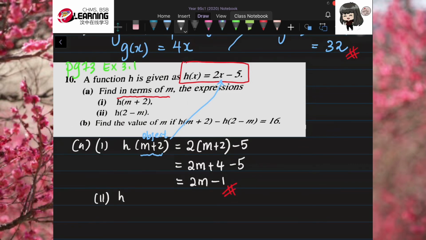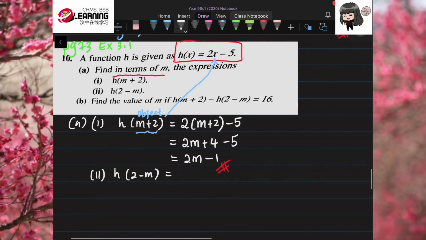Part 2. H of 2 minus m. Can you try it yourself? Pause the video and try to do it yourself. I'll continue this. You pause it and you do, and then you continue with my video and check if your answer is the same as mine. So 2 times 2 minus m minus 5.